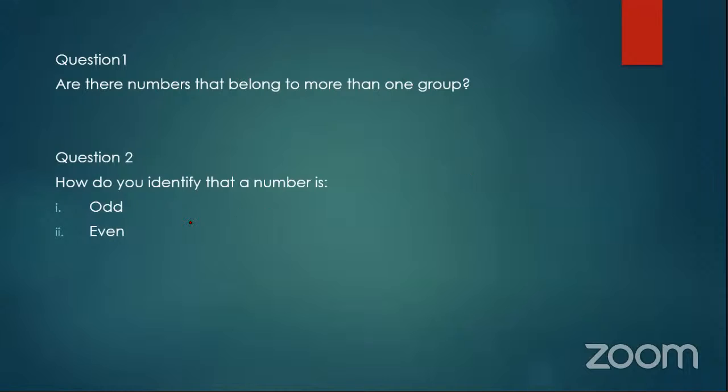So examples include, 2 divided by 2 gives us 1, without any remainder. 4 divided by 2 gives us 2 without a remainder. 6 divided by 2 gives us 3 without any remainder. The next one would be 8 divided by 2 gives us 4.